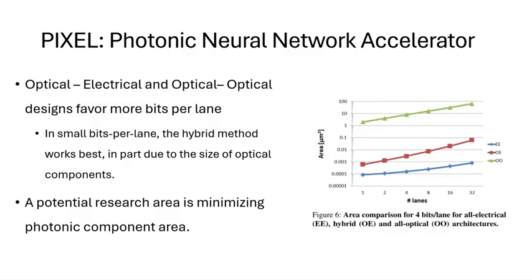The drawback comes when there is a low number of bits per lane or when the number of lanes is low. In these scenarios, a potential research area is minimizing the photonic component area. As you can see over on the right, all optical has the highest. All optical has a few orders of magnitude higher than electrical, and hybrid methods still are a few orders of magnitude higher than purely electrical. Furthermore, despite the energy efficiency displayed on the next slide, the device footprint of optical devices is far larger than that of electrical devices.